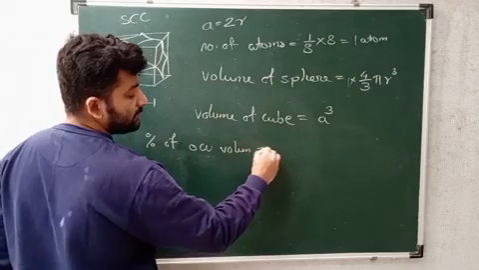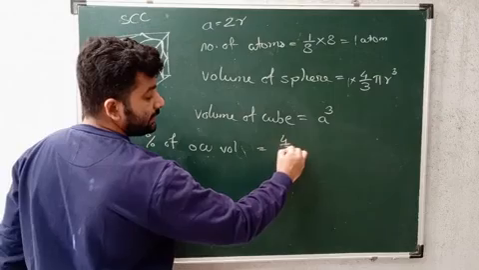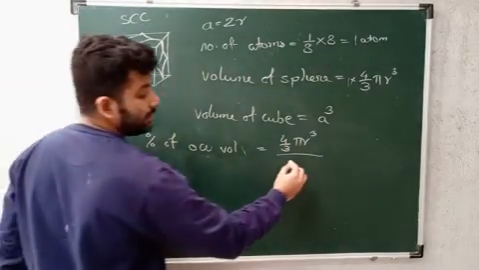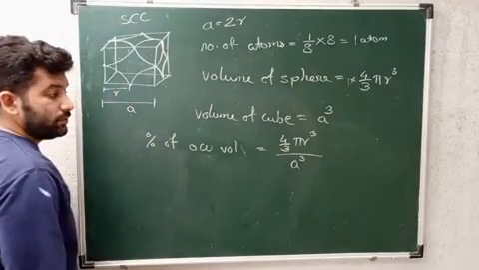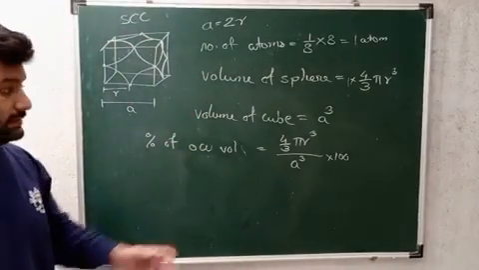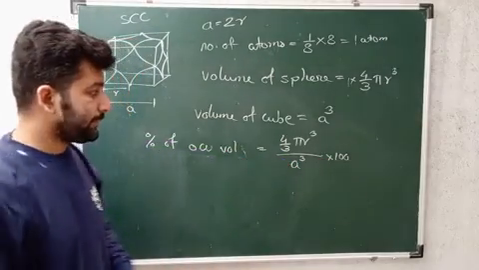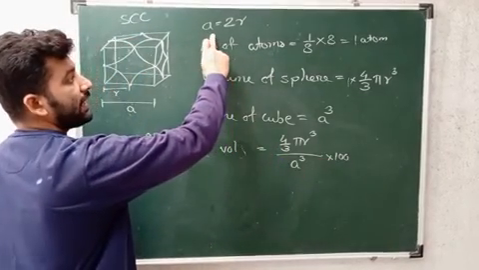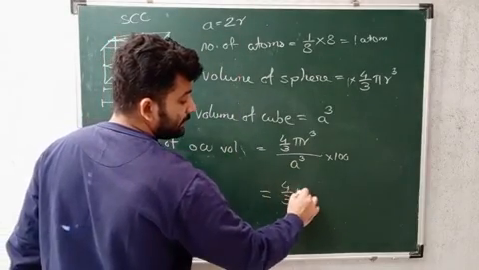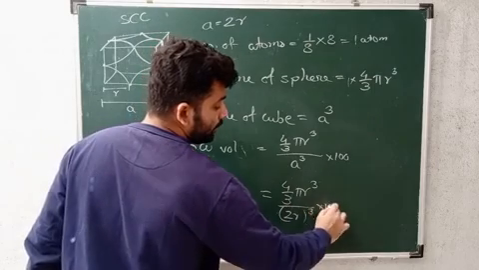So to find out the percentage of occupied volume, what I will do is 4 by 3 pi r cube, which means the volume which is occupied, divided by total volume, which is a cube, into 100. The same way as we do for our marks: your scored marks divided by total marks into 100. Now a is 2r, as we have written over here. So we can substitute the value of a here and we will get 4 by 3 pi r cube upon (2r) cube into 100.